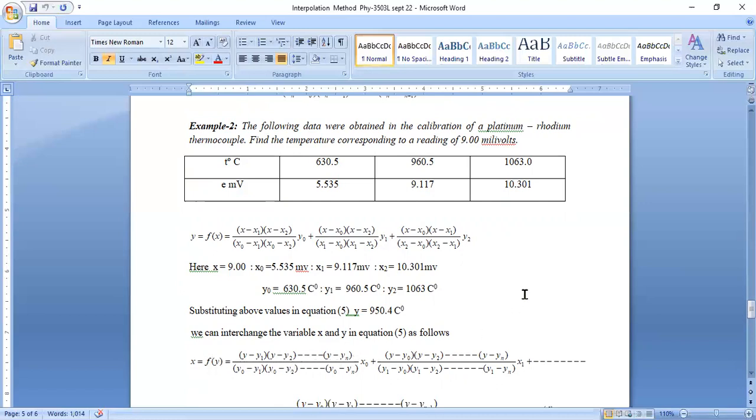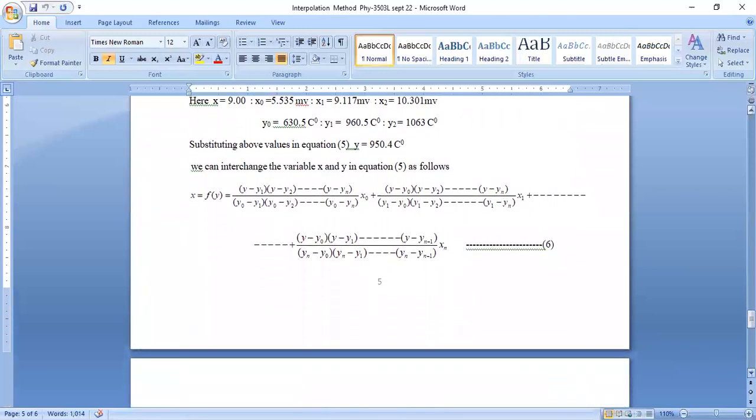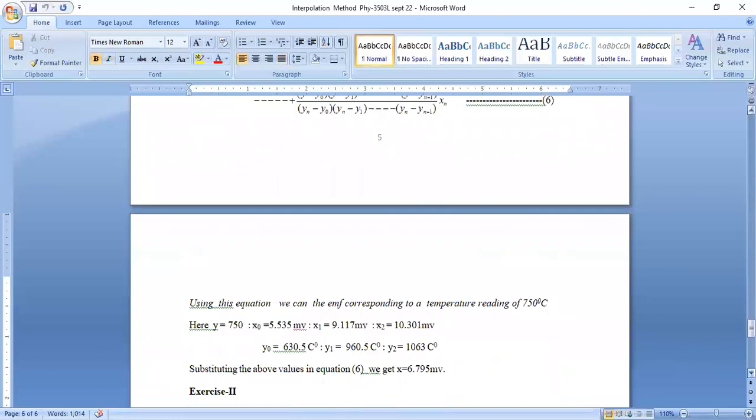Now I can use this formula. See, there is a problem which you can use in this way. You can now find the EMF for a given value of temperature. So using this equation, we can find the EMF corresponding to a temperature of 750 degrees centigrade.